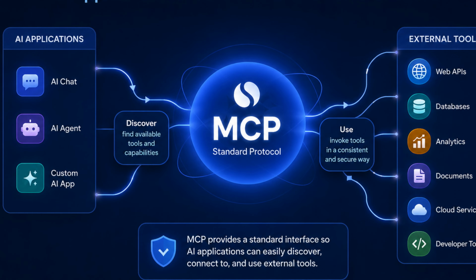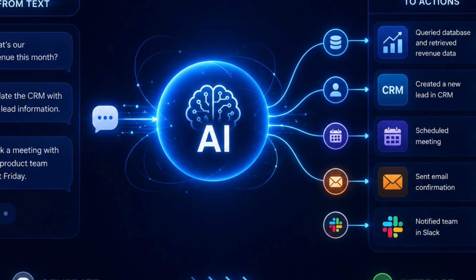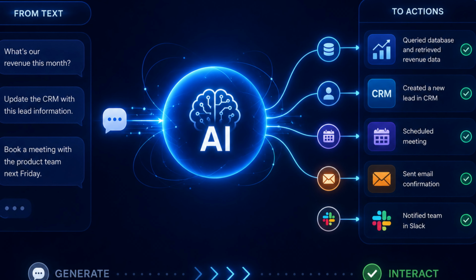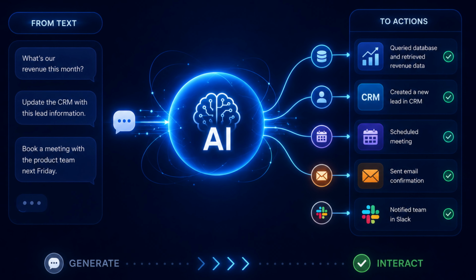MCP is a standard way for AI assistants to discover and use external tools, making it possible for AI to go beyond just generating text to actually interacting with real world systems. In this video, we'll understand what MCP is. We'll take a look at its architecture and understand how MCP host, client, and server all work together.